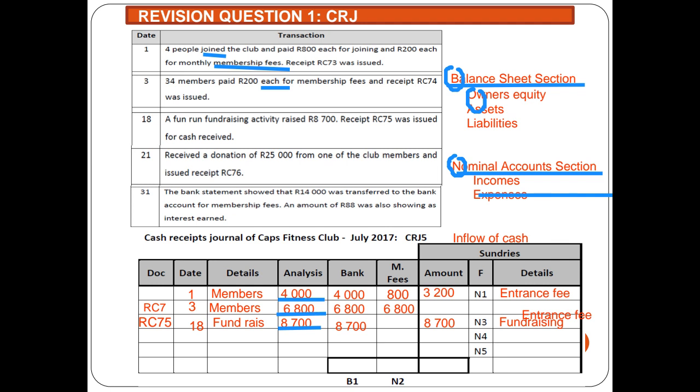Okay, let's go to the 21st. If there's any volunteer, guys, you can take it. I'm just going to write the obvious things, but you can help me in the process. So on the 21st, RC 76. And then the date is 21. And then the details: members, teacher, donation. Like this, hey?